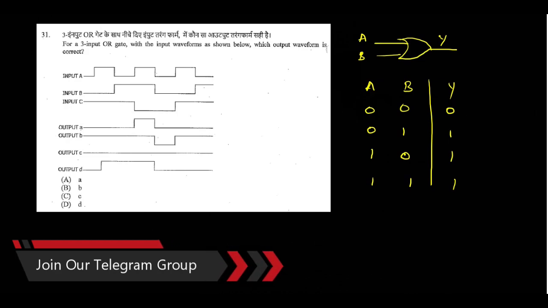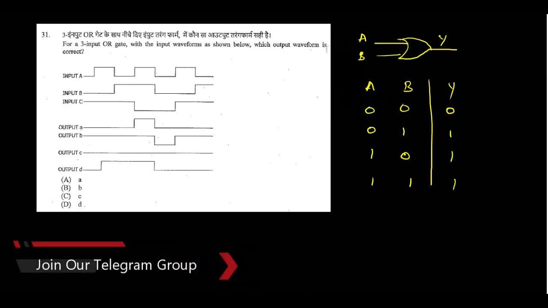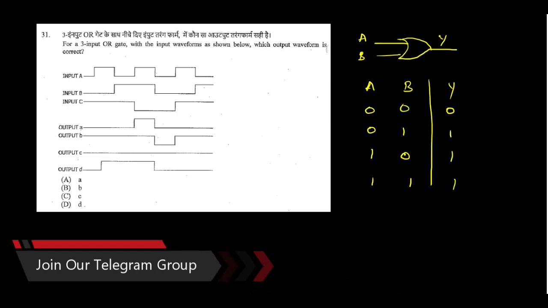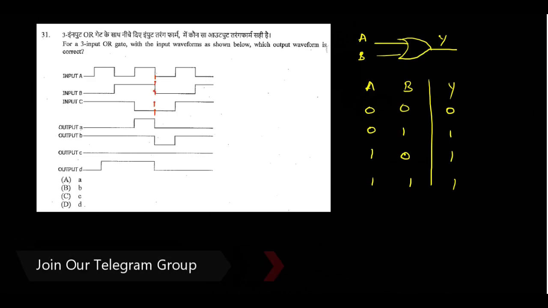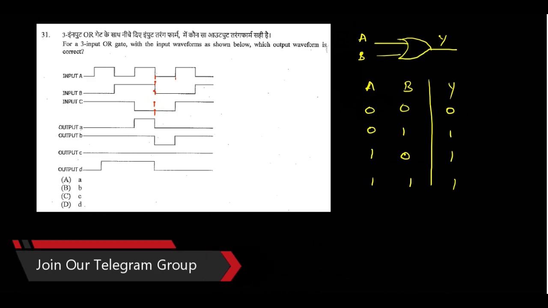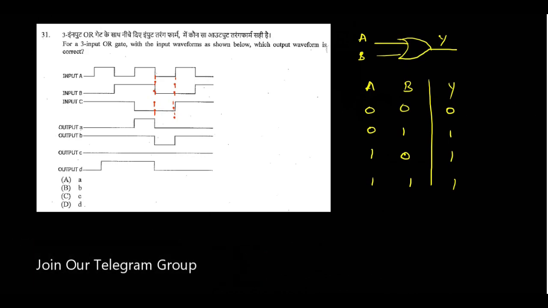So this is a 3-input gate. We can extend this 2-input gate to 3 inputs also. Here a 3-input OR gate is there, with inputs A, B and C. Now if we carefully observe this, at this point all 3 inputs are low. Up to here all the inputs are low. So in the output also we should get low here.